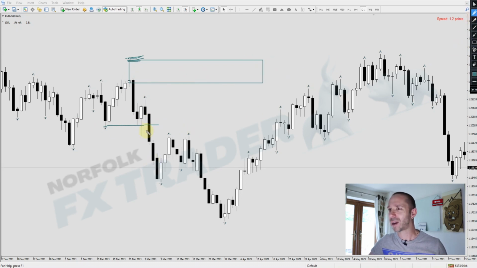Now because this market didn't make another fractal here first, we're not going to draw this out as an area of supply. We're going to ignore that zone, wait for the market to continue down, pull back, make a new lower high in the fractal and continue lower. This is then going to allow us to draw out a new area of supply.